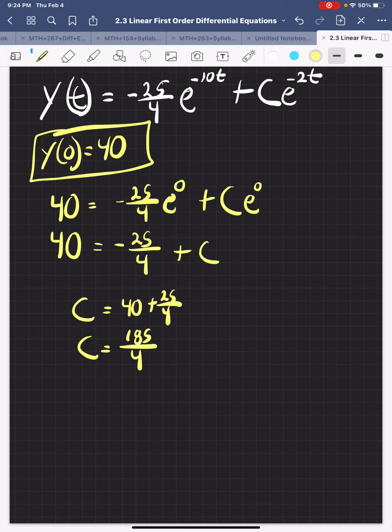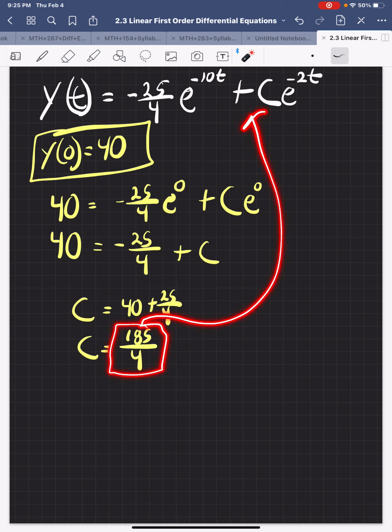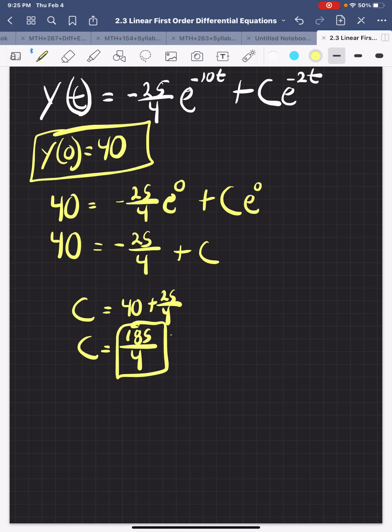Okay. So listen, on your test, if I ask for a particular solution, please don't leave your answers like this. It's not right. It's not the customer's job to take this 185 over 4 and plug it back into here for c, right? It's your job to give a quality product. So make sure you plug that back in and give me the answer.